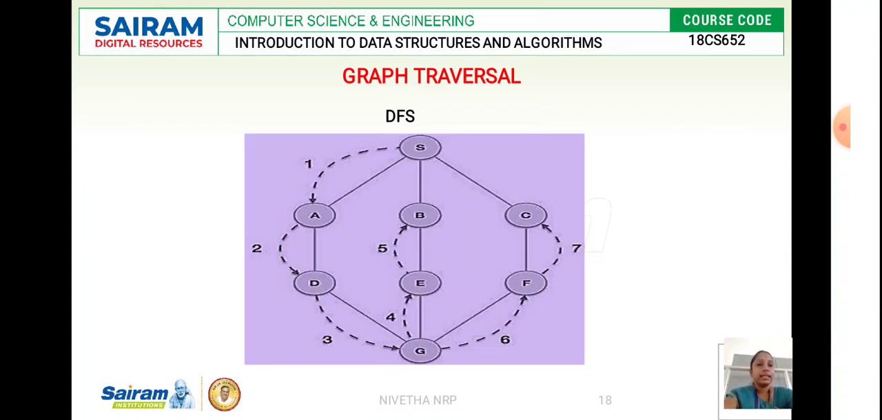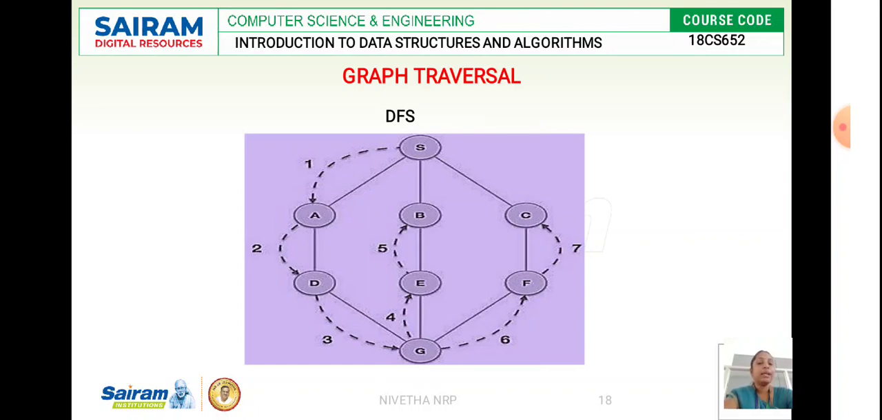We will consider this diagram. We start with S, then we visit A, and we traverse depth wise. Before completing all the nodes in a level, we visit depth wise, that is S followed by A followed by D, then we have G, then E, then B, then again you have a connection from G to F, so we visit F, and finally C. This is what depth first search is.